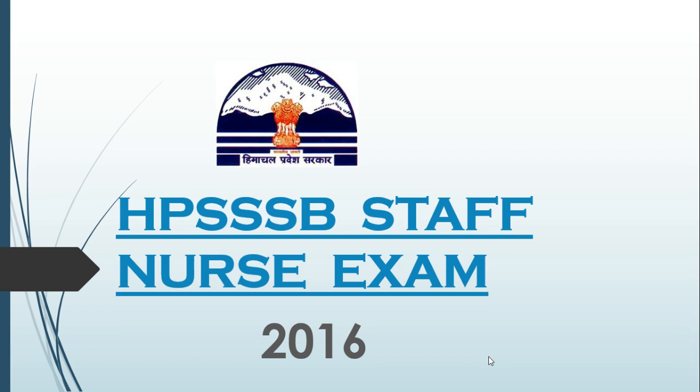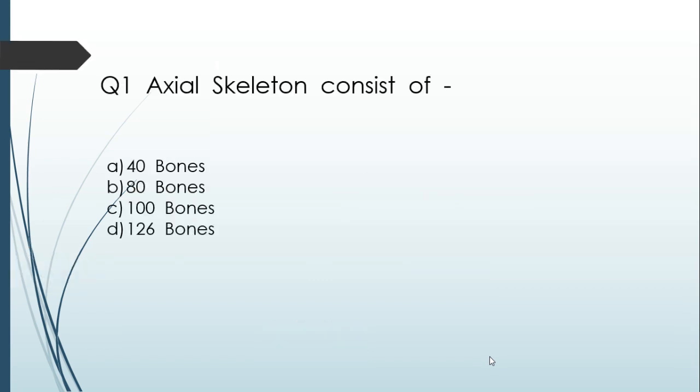Today I discuss about HPSSB Staff Nurse Exam 2016. So now let's start with my first question. The axial skeleton consists of option A 40 bones, option B 80 bones, option C 100 bones and option D 126 bones, and its answer is 80 bones.